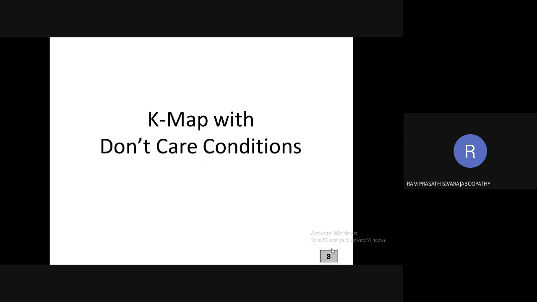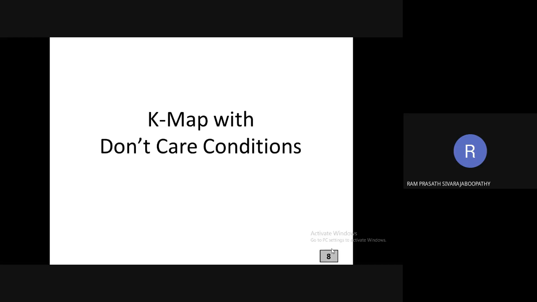Okay. Now we have come to the don't care conditions. Don't care conditions, I will tell you, then we will solve problems. Generally, what does don't care mean? We may not bother about it. Ignore it is not required, and taking it is not required either. Don't care means I won't care about it.